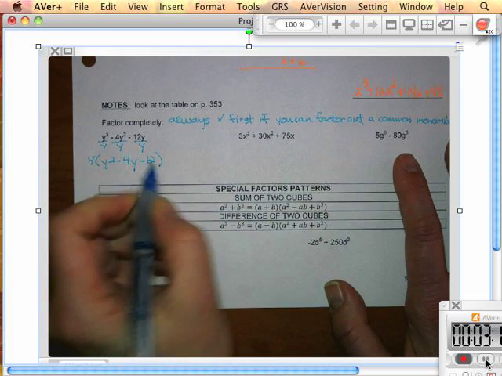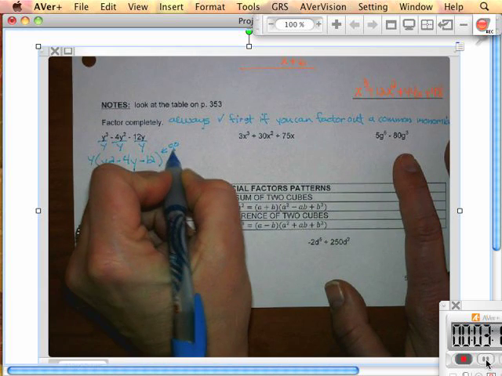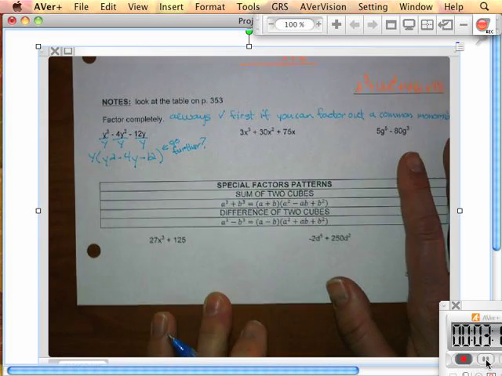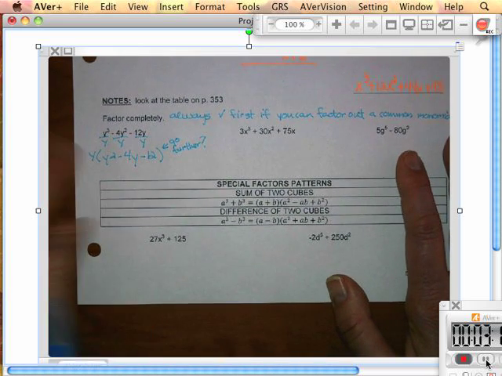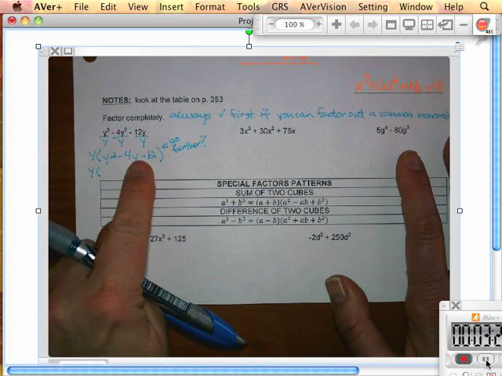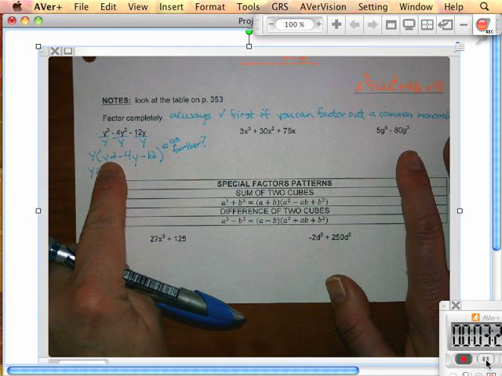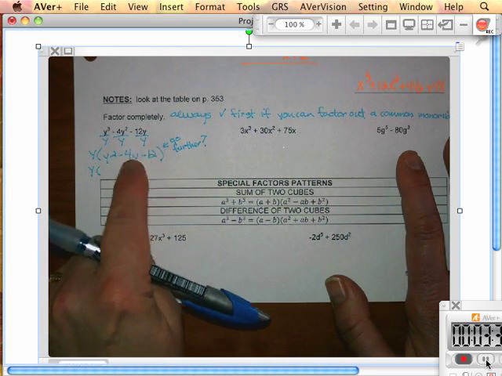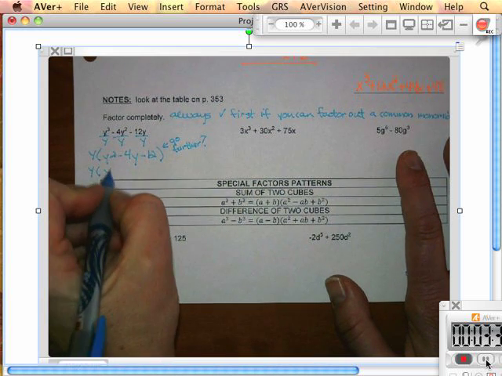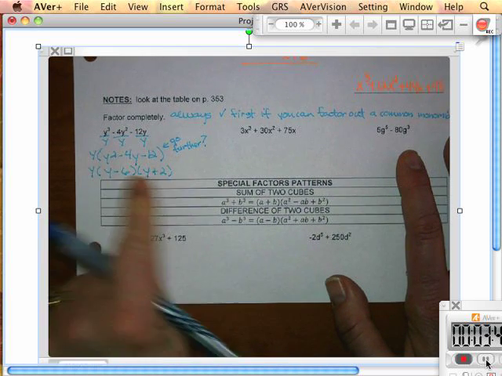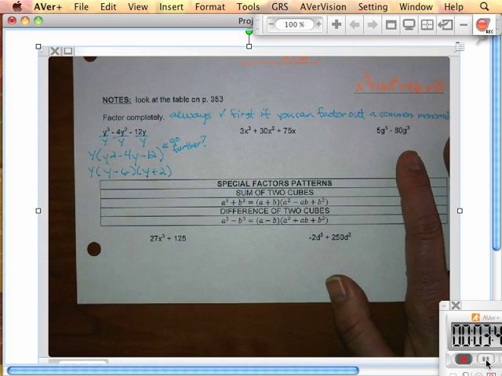Then you should always check if you can go further. Can you factor this further? That's what factor completely means. Go all the way down till you can't go any further. So the y is a factor, and this is a trinomial with a equal to 1, so I can just look at the end term, negative 12, and ask: are there factors of negative 12 that add to negative 4? Yes, negative 6 and 2. So this can be factored into 2 binomials with negative 6 and 2. And then you've done it. You've gone as far as you can go.